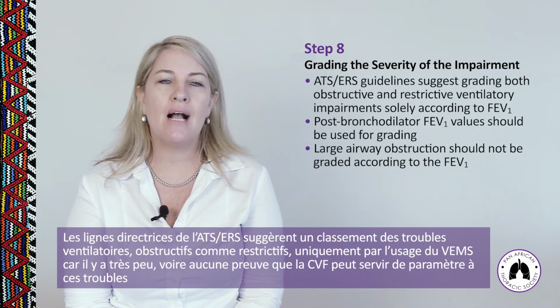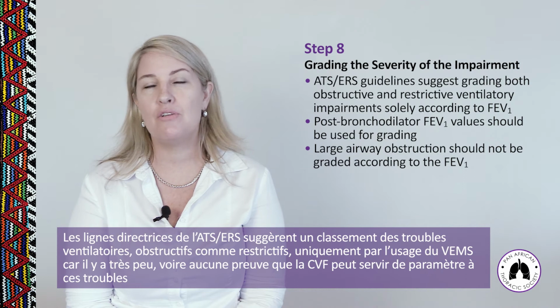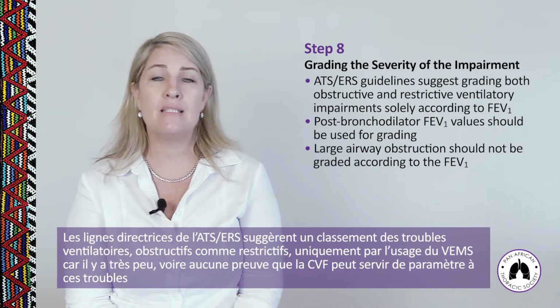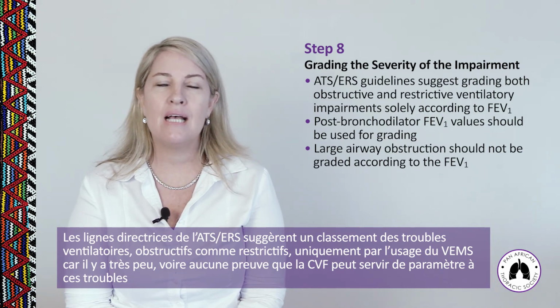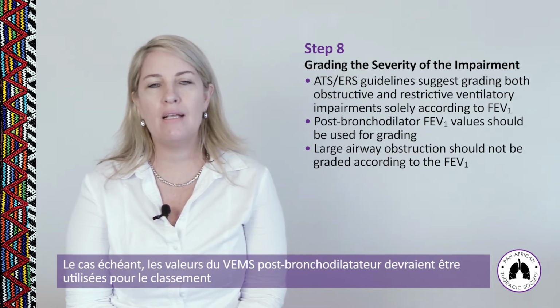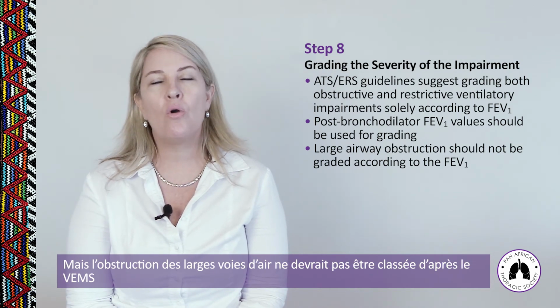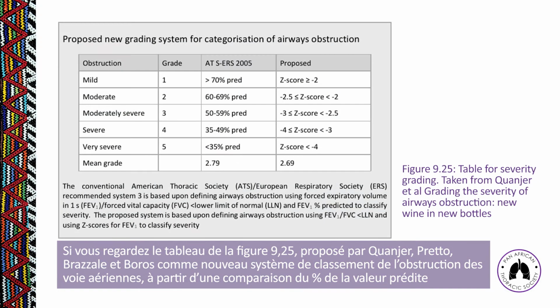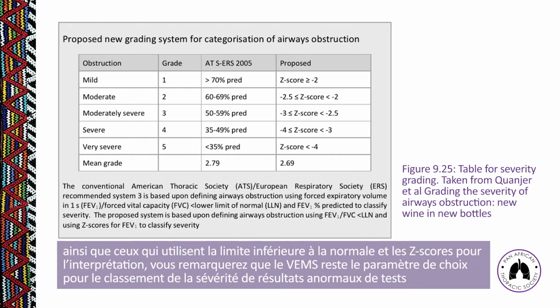The ATS-ERS guidelines suggest grading both obstructive and restrictive ventilatory impairments solely according to the FEV1, as there is little or no evidence for the use of the FVC as a parameter for impairment. Where appropriate, post-bronchodilator FEV1 values should be used for grading, and large airway obstruction should not be graded according to the FEV1. If you look at the table in figure 9.25, which is proposed by Quanjer, Pretto, Brazzale and Boros, as the new grading system for the categorization of airways obstruction, comparing percentage of predicted as well as the lower level of normal and Z-scores for interpretation, you will see that FEV1 is the preferred parameter for measuring severity grading of an abnormal test result.